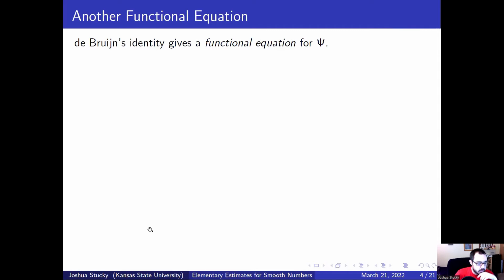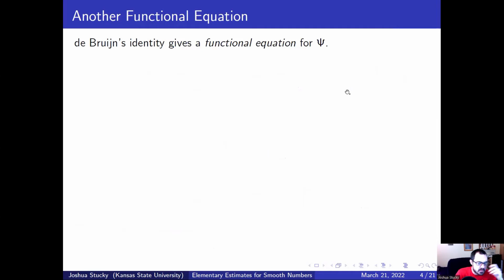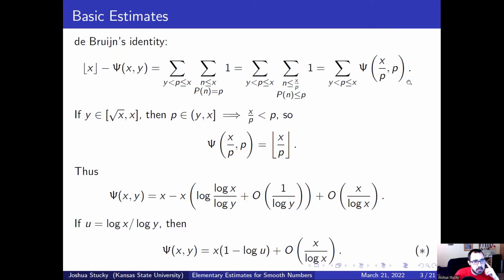Okay, so the main thing about this identity, the de Bruijn identity, is it gives you a functional equation for the smooth number counting function. It allows you to relate it to different values of the function, but it's not quite optimal, because if I look at this, it varies in both of the coordinates. As p varies, x over p and p vary with p, and so for that reason, it's not the most ideal thing to work with.